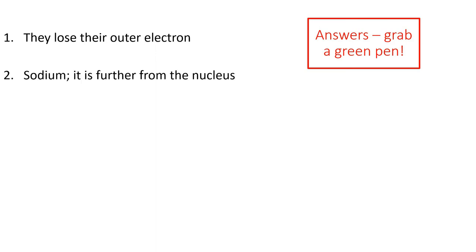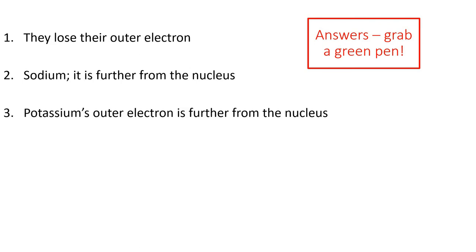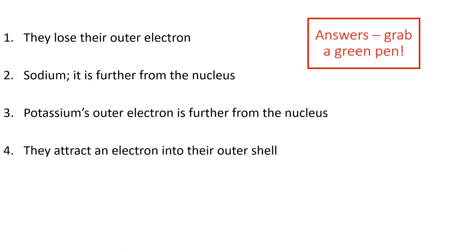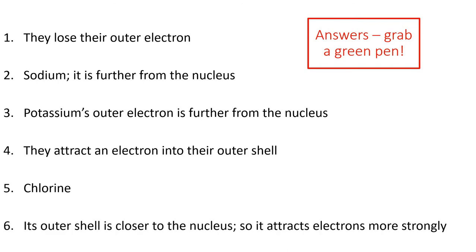Okay, get a green pen at the ready. I'm going to go through some of those answers. So, answer to question 1 is they lose their outer electron. Question 2, sodium, because it's further away from the nucleus. Question 3. Potassium's outer electron is further away from the nucleus. Question 4. They attract an electron into their outer shell. Question 5 is chlorine. Question 6. Its outer shell is closer to the nucleus, so it attracts electrons more strongly.